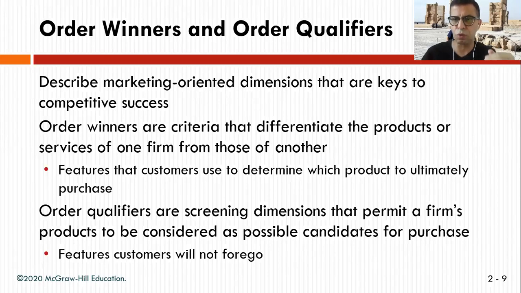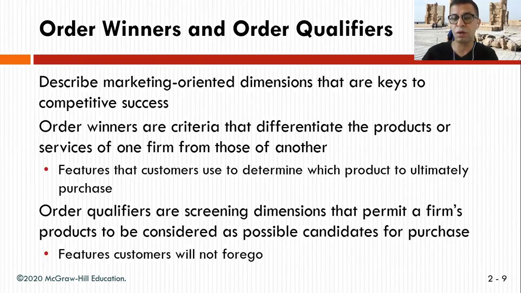After this request for information, you select a few of them, and it becomes an RFP, which is a request for proposal. When you move from RFI to RFP, you have an order qualifier. You become one of the 10 companies qualified. But among all these 10 companies, one company will win this deal, which is what they call the order winner. So describe marketing-oriented dimensions that are the keys to competitive success.